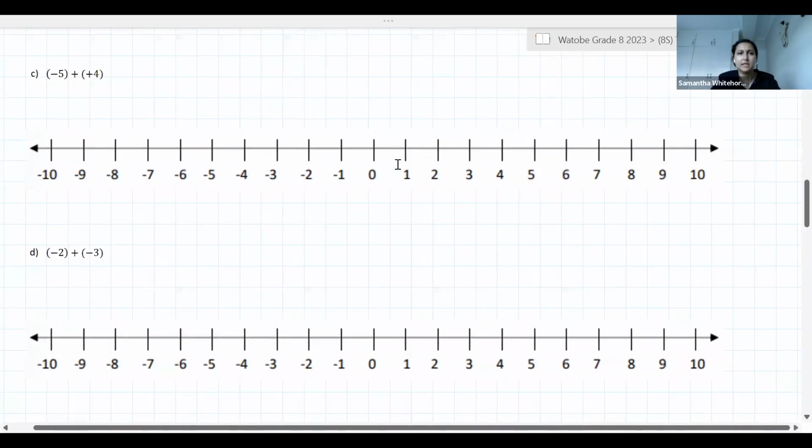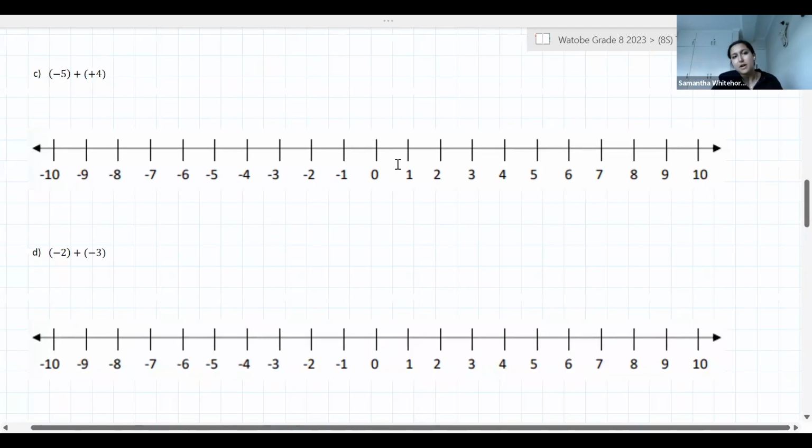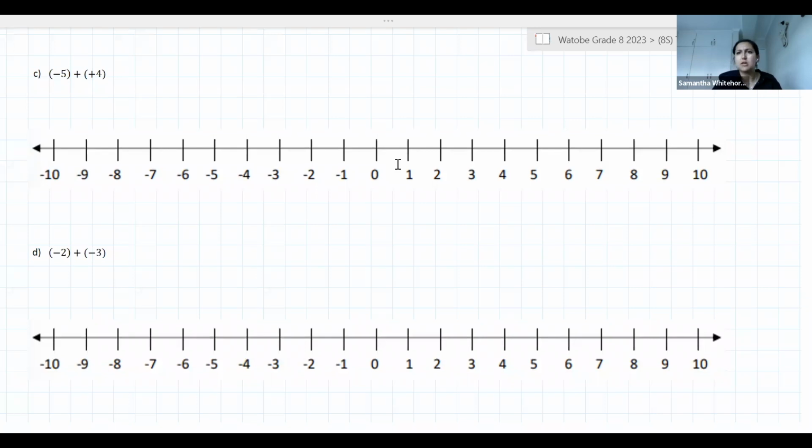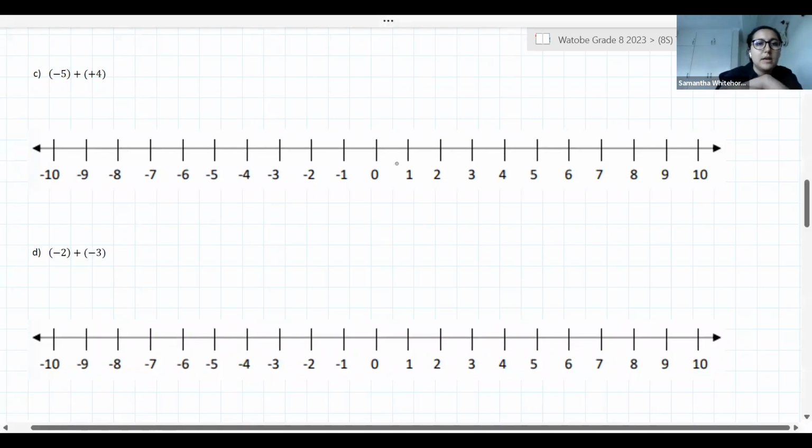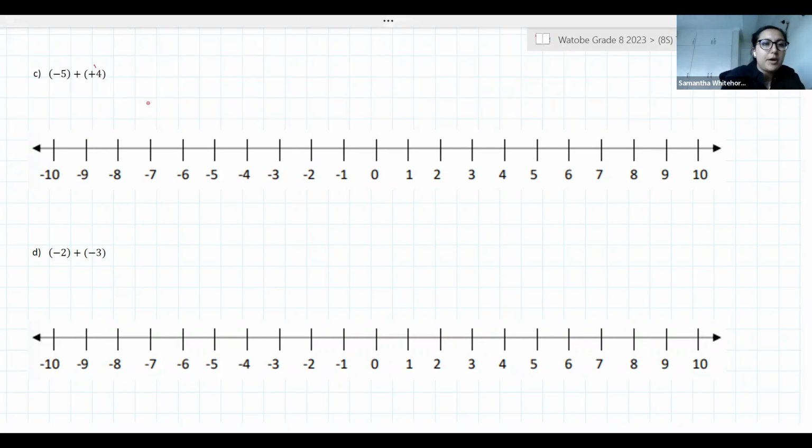So C and D, we've got -5 plus positive 4. Now, again, we've got two signs sitting right next to each other. That's a bit weird. We don't really want that, so let's deal with it. If I've got a positive and a positive, nowhere do I see negatives. It's a positive sign and a positive sign in that relationship, which means that I'm working with a positive. So I've got a negative 5 plus 4.